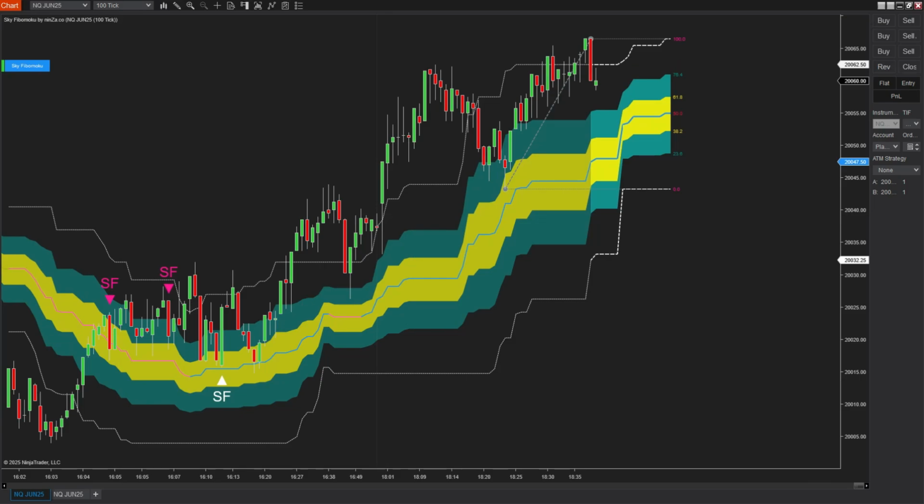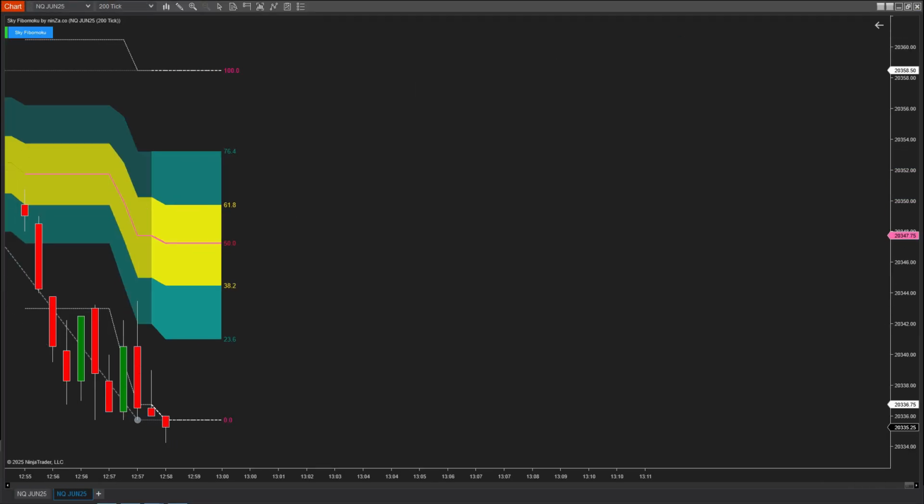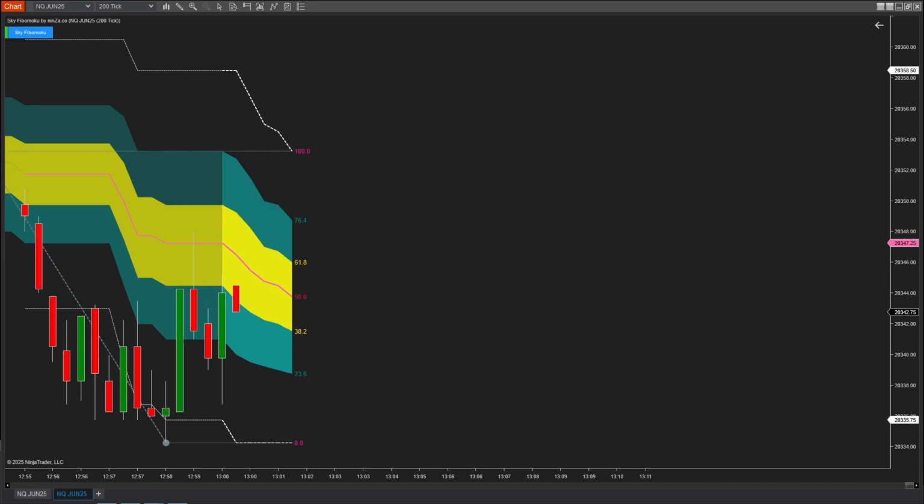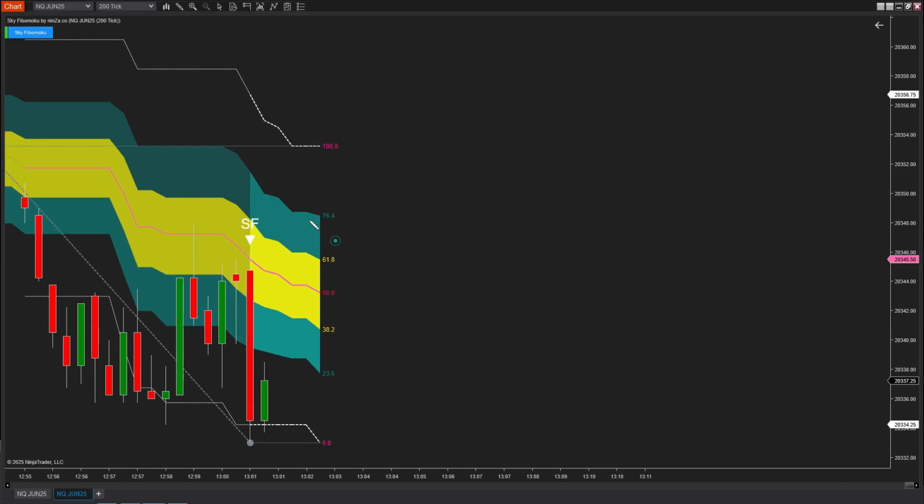Let's take a look at the signals on the chart using the filtering method we just introduced. This will give you a clearer view of how the filter works in real market conditions, eliminating noise and retaining high-probability trade opportunities.